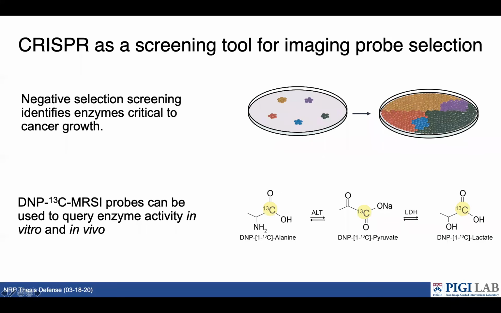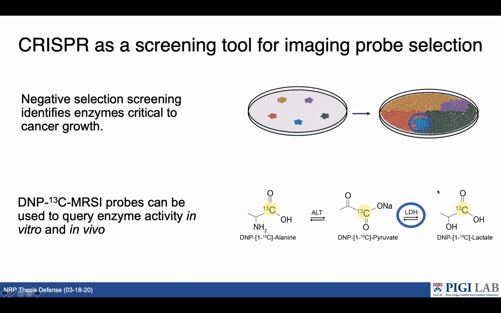When we inject something like pyruvate, we can get at the activity of enzymes like LDH and ALT based on the formation of these other metabolites. As a preview of what's to come, I'm going to tell you that hepatocellular carcinoma cells lacking this enzyme, LDH, behave like the blue cells. So when they lose this enzyme, LDH, they're less likely to grow.